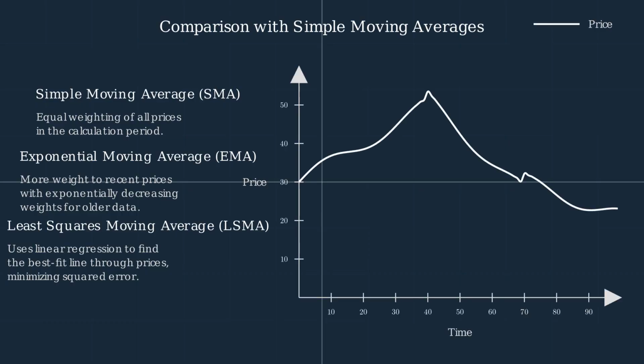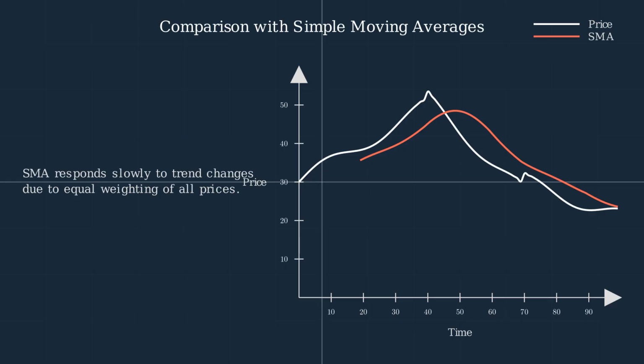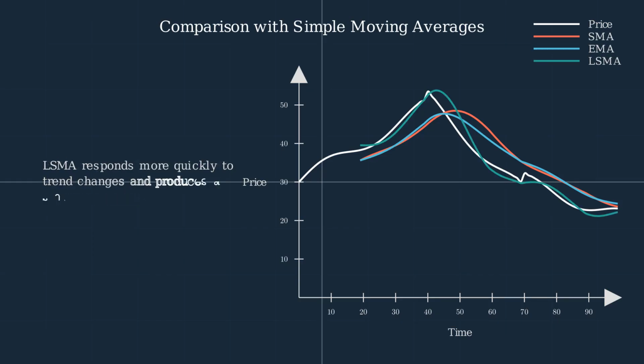We'll start with the raw price data. The simple moving average responds slowly to trend changes because it gives equal weight to all prices in the calculation period. The exponential moving average responds faster than the SMA, but still shows significant lag at turning points in the market. The least squares moving average responds more quickly to trend changes and produces a smoother line with significantly less lag. At trend reversal points, we can clearly see how LSMA identifies changes more quickly than traditional moving averages.